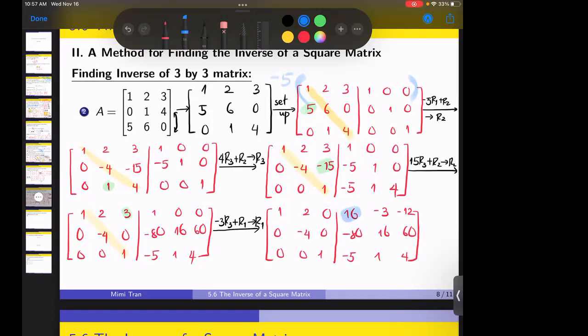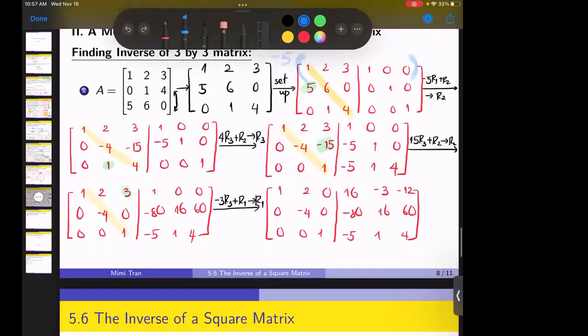This one makes me nervous. That's the only one that makes me nervous. I don't know why. All right.